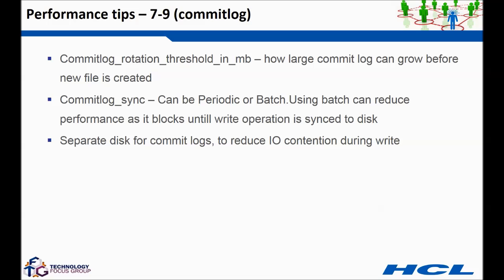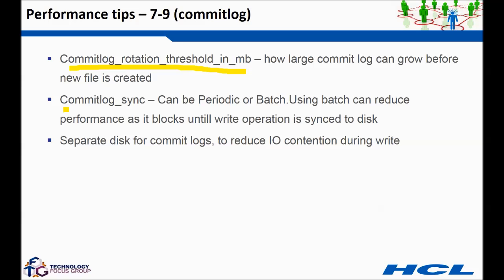So this set of tips is related to commit log. There is one property, commit log rotation threshold in MB. It determines how large the commit log can grow before a new file is created. So it is similar to normal log rotation and those kinds of things. So after this size is reached, a new file will be created.